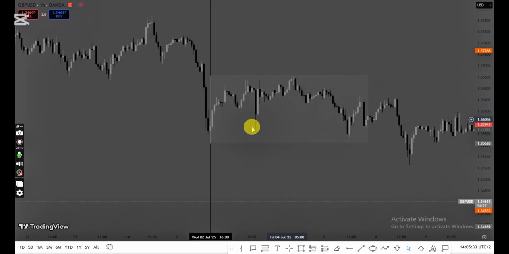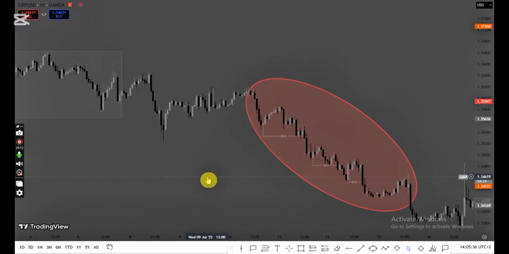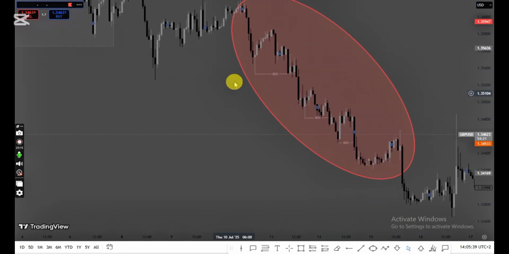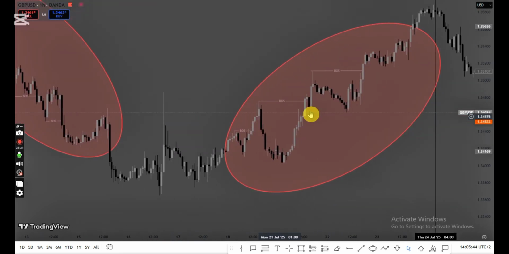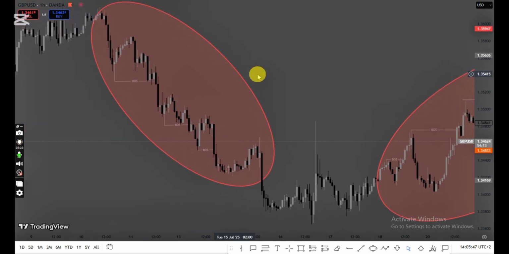So this is how a ranging market looks like, and this is how a bearish trending market looks like, and this is how a bullish trending market looks like. So all of these factors, this is what you're going to be seeing each and every day being played out by price, whether you're trading on the 1 hour chart, the 15-minute chart, the daily, whatever chart you decide to use. This is what you will see each and every single day.